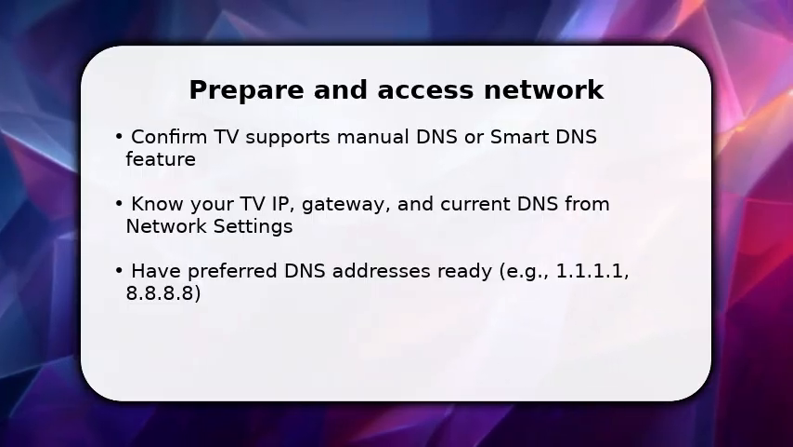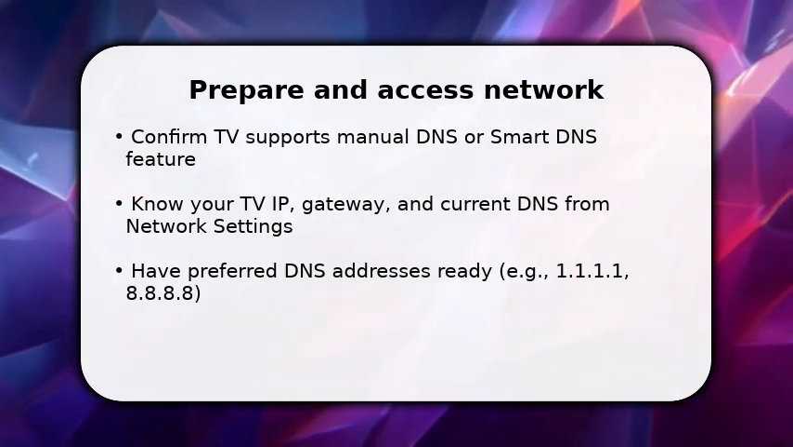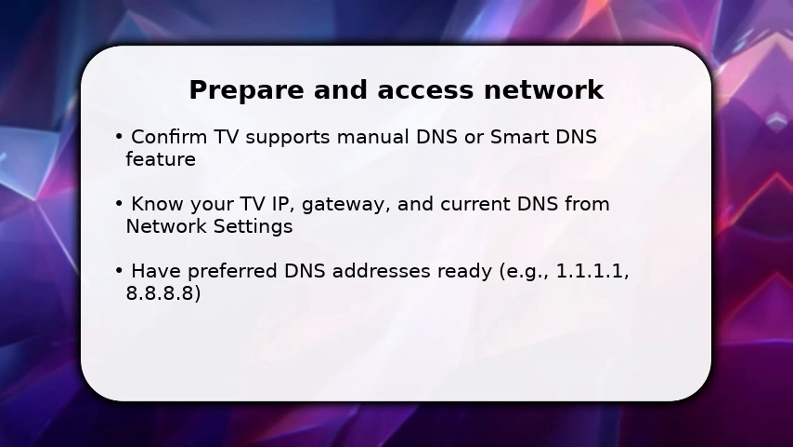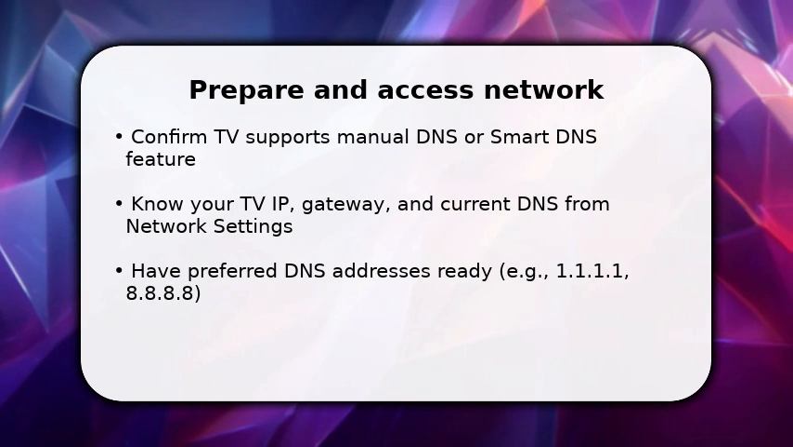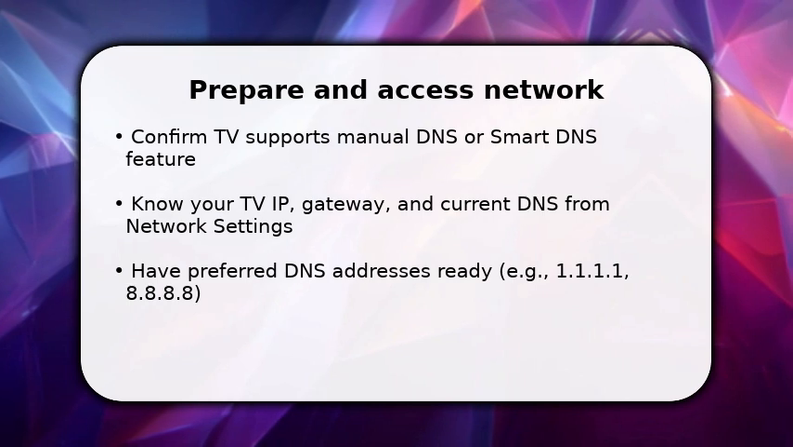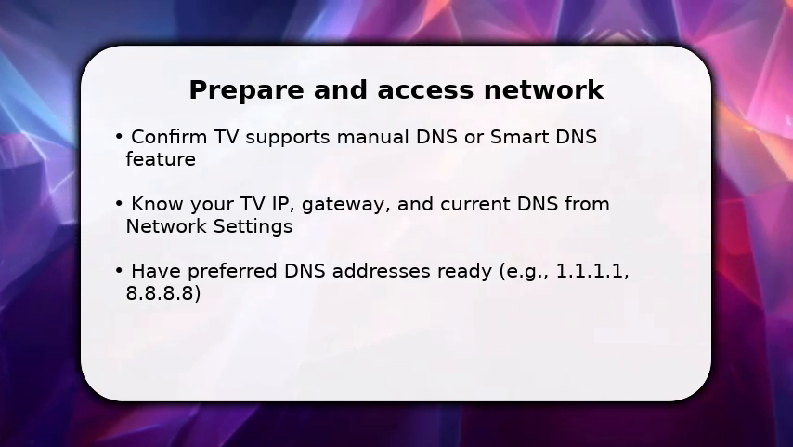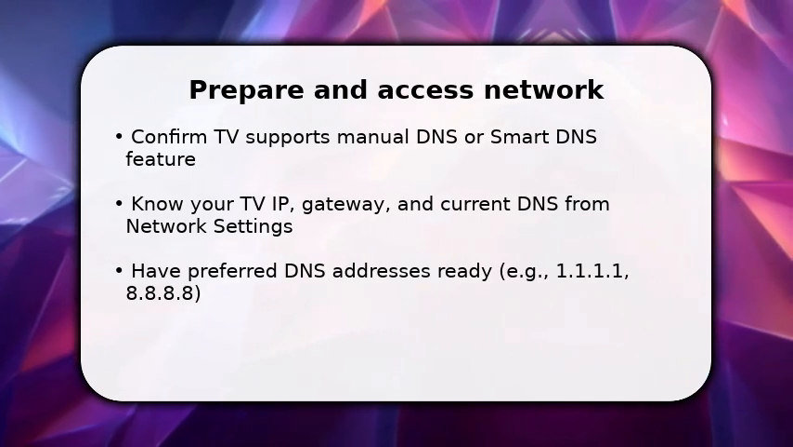You start by verifying prerequisites. Confirm your TV can accept manual DNS entries and note its IP and gateway. Once done, open network settings and locate DNS configuration. Some TVs show automatic versus manual modes. Make sure you have the DNS addresses written down. If your TV limits changes, prepare router access as backup.